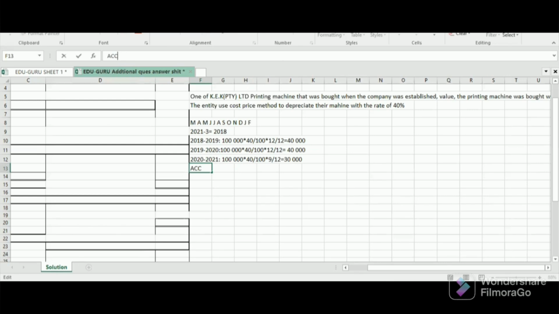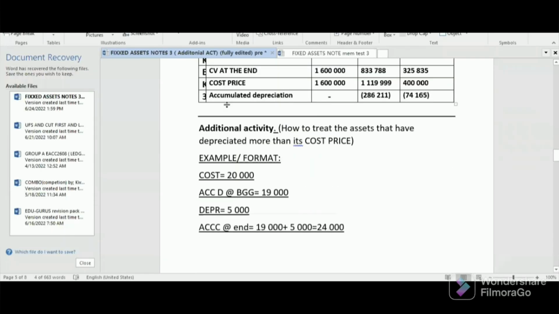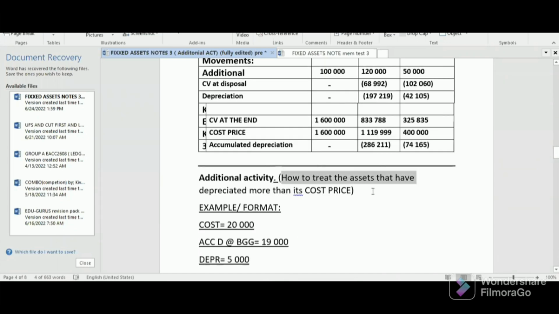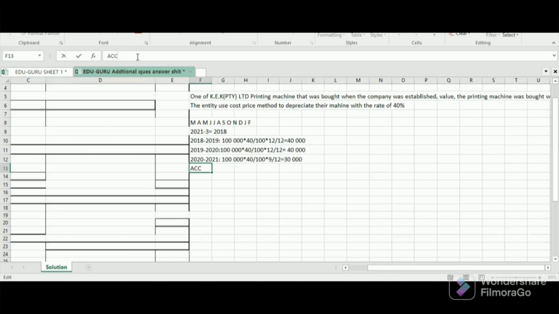Let's just check this question here. I said to you guys, additional activity: how to treat the assets that have depreciated more than their cost price. When it comes to the question paper, it will not be specific. But as an accountant, you should be able to identify that. How do you identify that? You identify it whereby your accumulated depreciation at the end is more than your cost. Therefore, the one-to-one rule principle will be applicable.